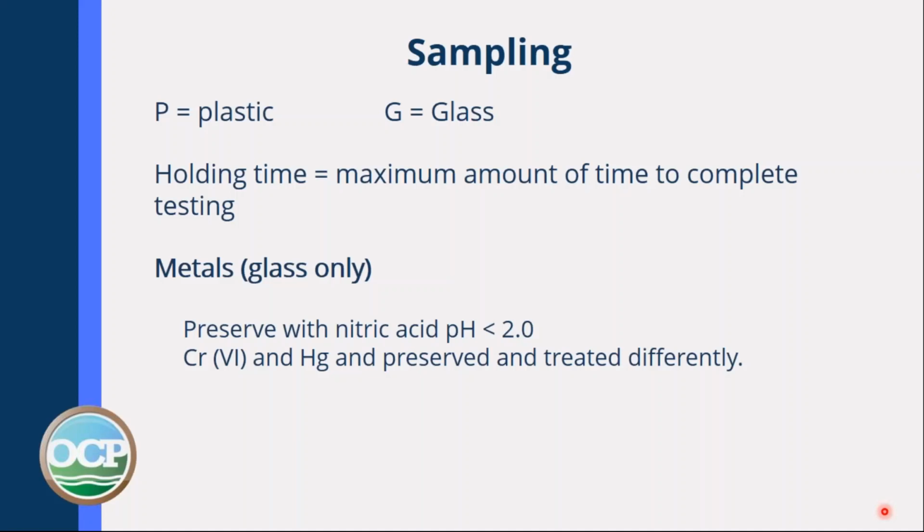All metals that you're going to test for should be contained in glass, not plastic, and you will preserve those with nitric acid to a pH of less than 2. The only exceptions to these for metals are chromium-6 and mercury, and if you have to sample for those, you will preserve those and treat them differently. And again, those instructions and those requirements are provided by the EPA.